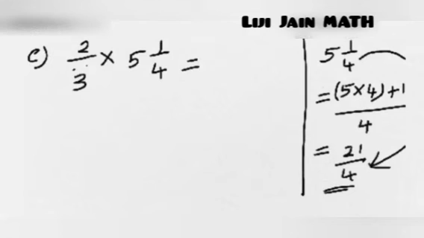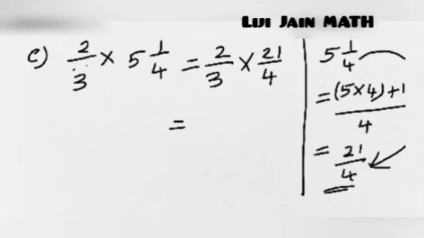We have done this type of conversion many times in the earlier problems, isn't it? So try to do the problem. This question can be written as 2 by 3 into, instead of 5 1 by 4, 21 by 4, isn't it? Now it has become the product of two fractions. So what is the rule? Product of the numerators by product of the denominators.